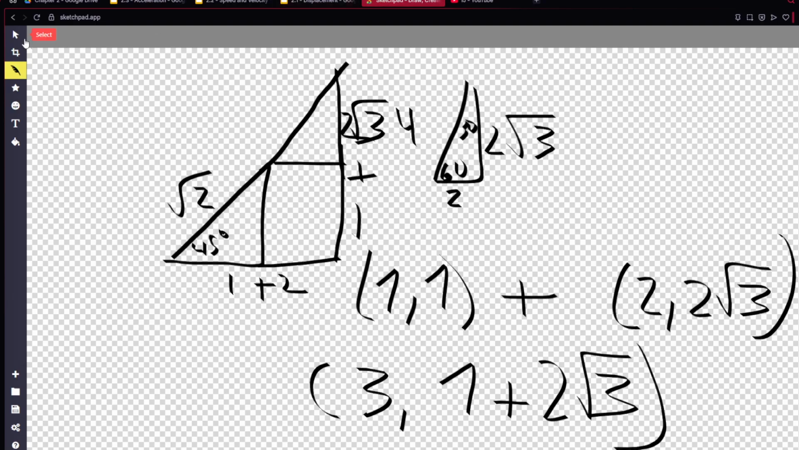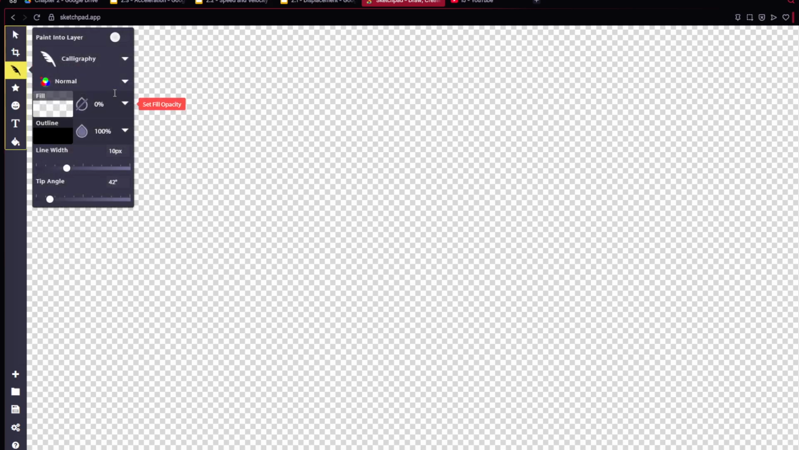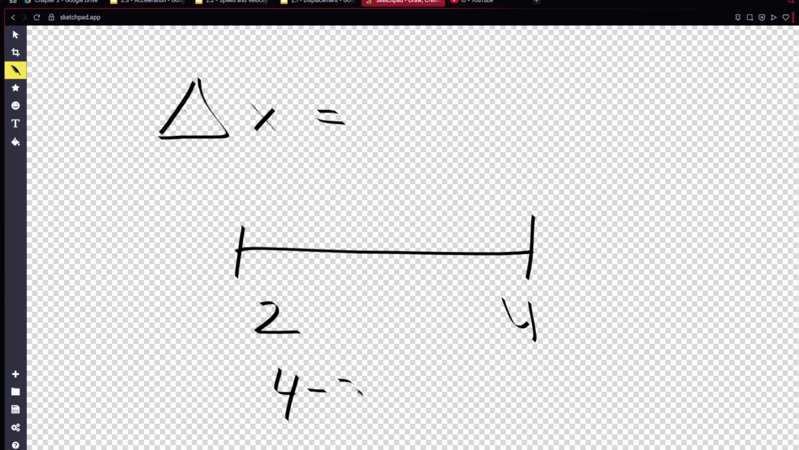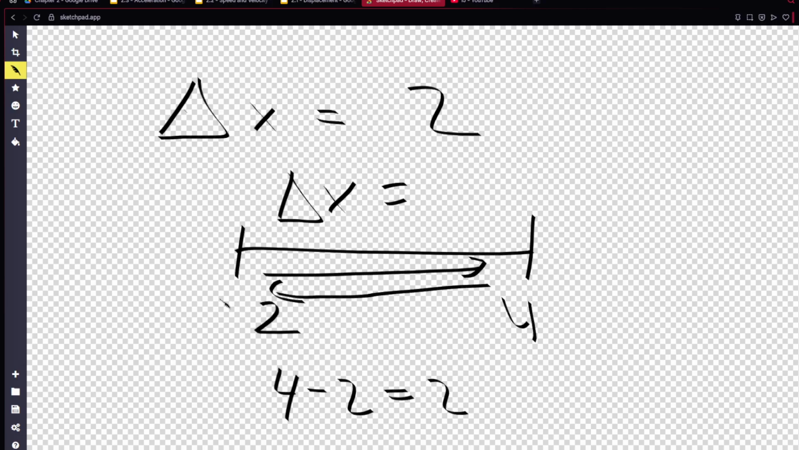So let's come over here to Sketchpad, and I'll quickly describe the difference between displacement and distance. Delta x is displacement, and it's how much it changes in a certain direction. So let's say you start at 2 and you end at 4. If we use the formula final minus initial position, we get a change of 2. So displacement is 2. Now, let's say we go this way and then we come all the way back, and now we're at this point.